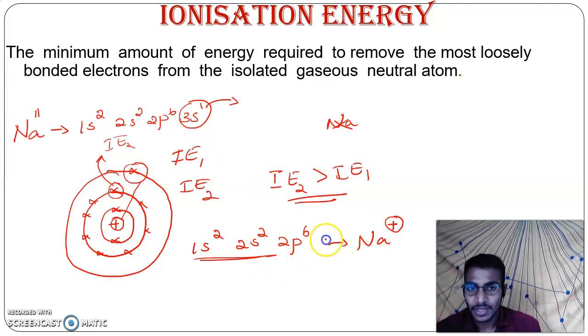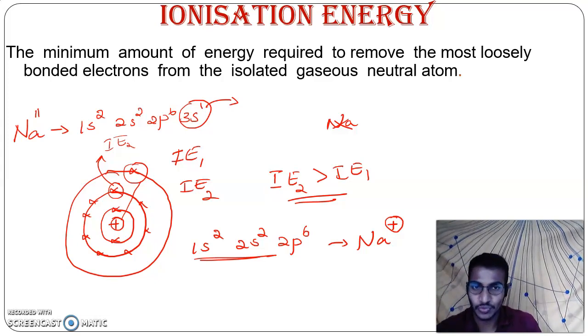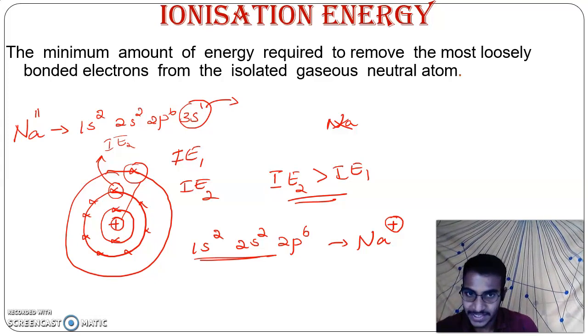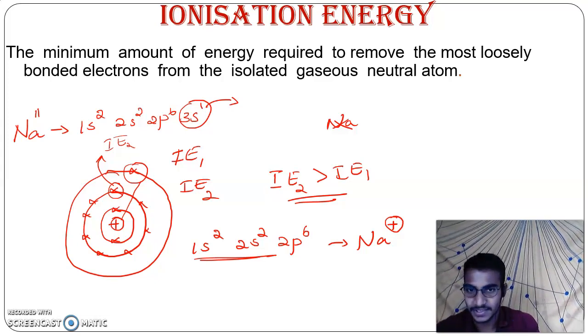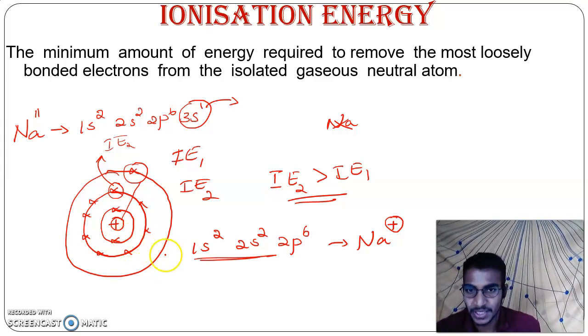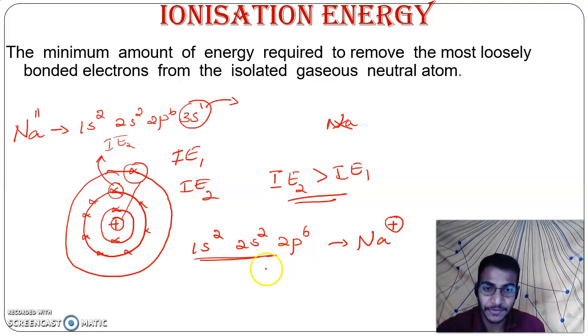So as positive charge increases, the atom size decreases. That's one concept, I think you all know. As positive charge increases on the atom, the size of that particular atom decreases. Another concept you have to remember in this example is when you remove an electron which is completely filled or half filled.